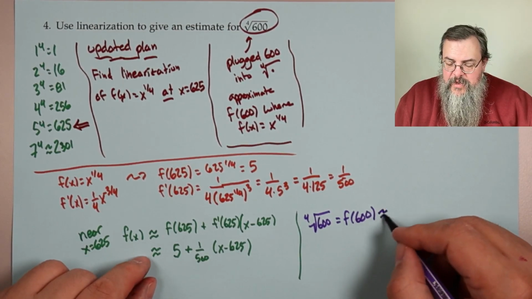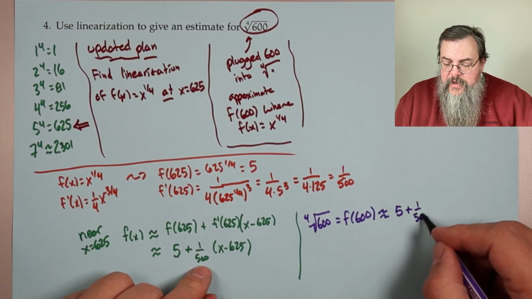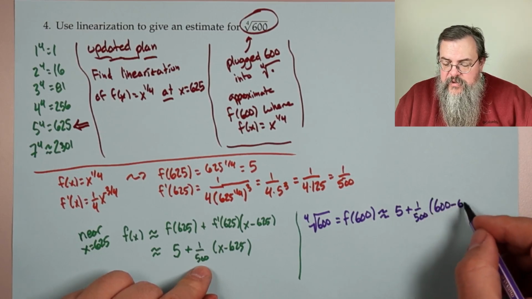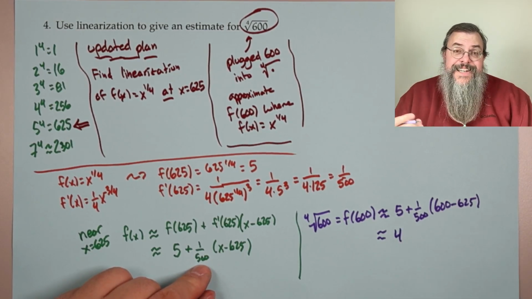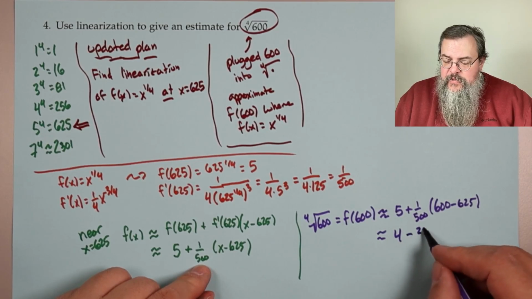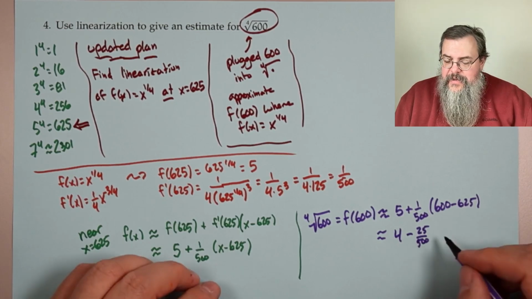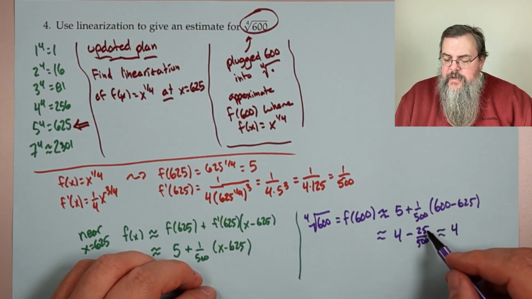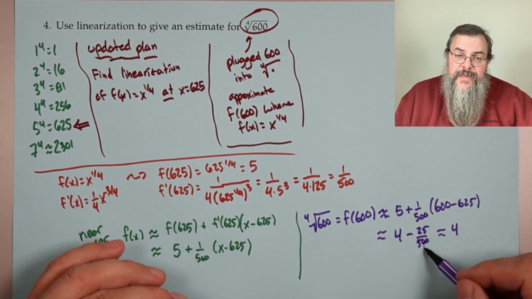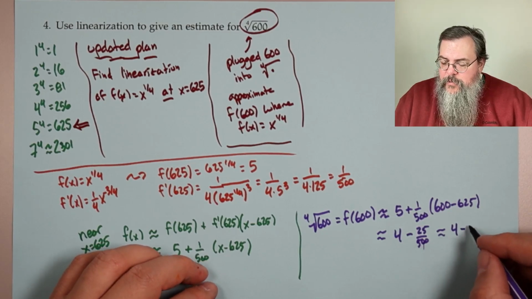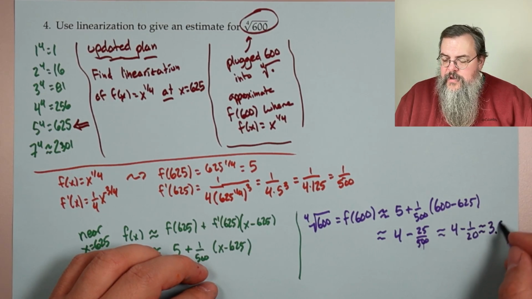So that's going to be approximately 5 plus 1 over 500 times 600 subtract 625. Well, if you take 600 subtract 625, you get negative 25. So this is minus 25 over 500. Okay, well, 25 goes into 500. In particular, if you take 25 times 20, you get 500. And so this is 4 minus 1 over 20. Or if you like, that's 3.95.